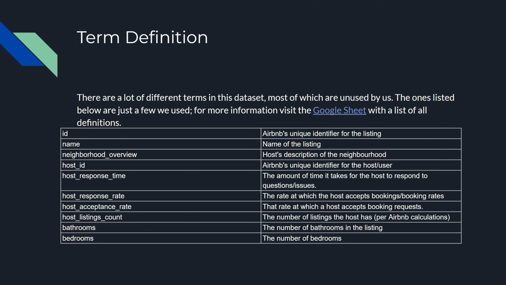There are a ton of different terms to memorize in this data set, including the ones listed below in that table. Most in the data set are completely unused, so they are not all listed here, but if you are interested, you can follow that link right there where it says Google Sheets. Some of the terms include the ID of the listing, the name of the listing, the neighborhood that it's in, the host ID, the host response time, which is how long it takes for the host to respond, the amount of bathrooms and bedrooms that are in the listing, and I think there's over 37 more.